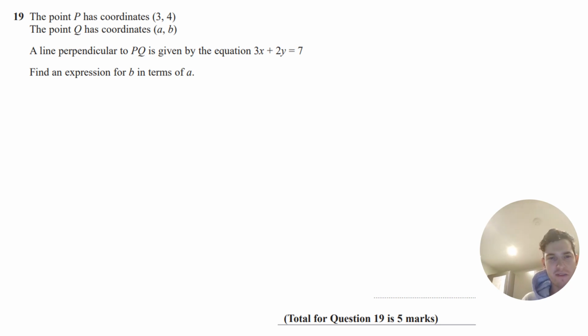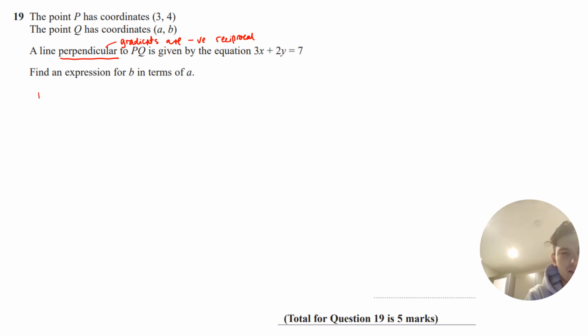Okay, question 19, 5-mark question. I got the point P, I got the point Q, and it tells me a line perpendicular. Okay, this is important. Perpendicular means right angles. It also means something about the gradient. It means that the gradients are going to be negative reciprocals of each other. So a line perpendicular to PQ is given by this equation 3x plus 2y equals 7.